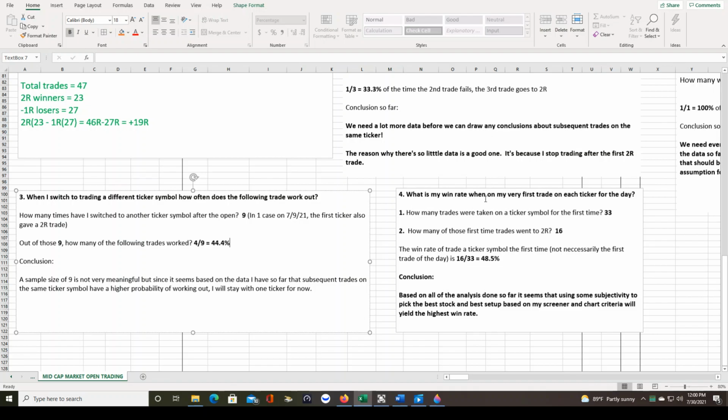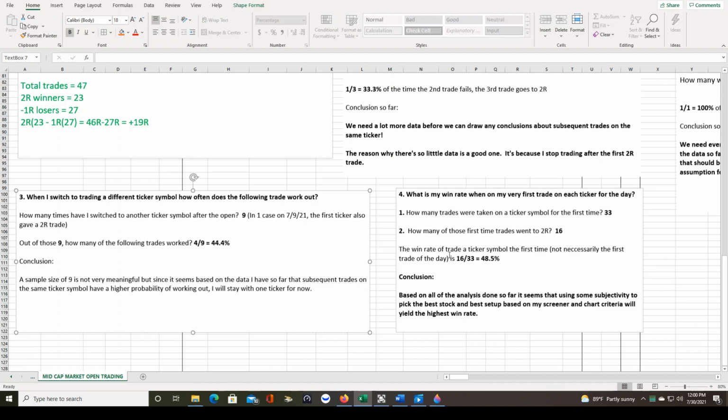Number 4, what is my win rate on my very first trade on each ticker for the day? That could be trade number 1 of the day, or it could be trade number 1 of a new ticker. How many trades were taken on a ticker symbol for the first time on each day? 33 times. So this is a decent amount of data here. How many of those first trades went to 2R? 16.